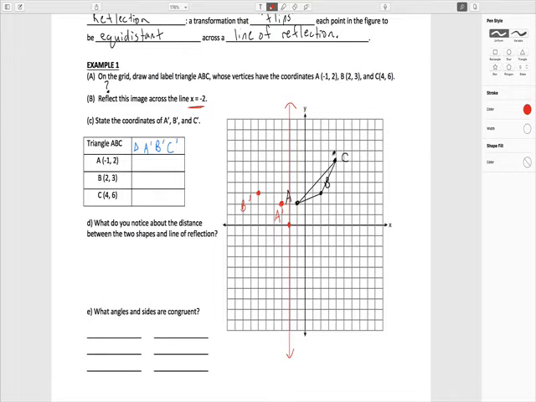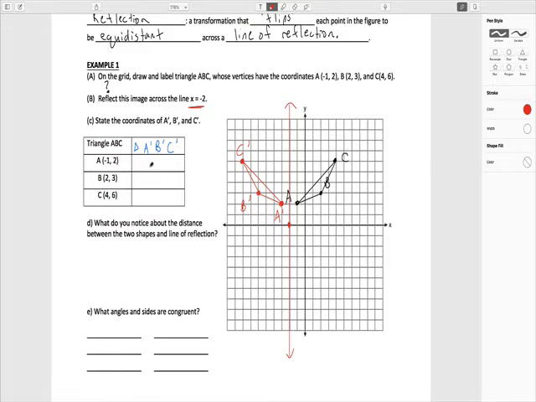C is a little farther out. Go 1, 2, 3, 4, 5, 6. We hit our line, so we go 6 over it. 1, 2, 3, 4, 5, and 6. That is C'. Go ahead and connect your dots. That is your new reflected shape.